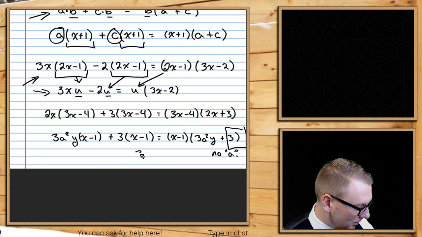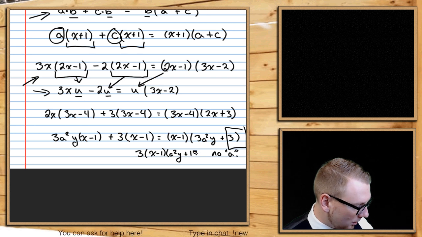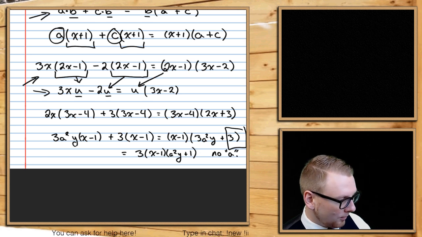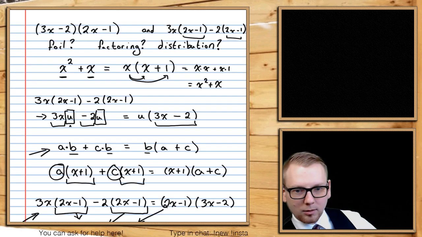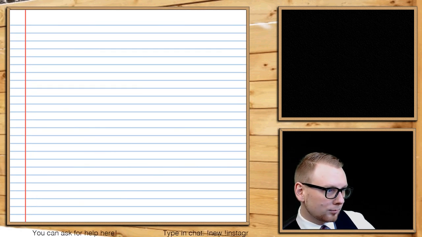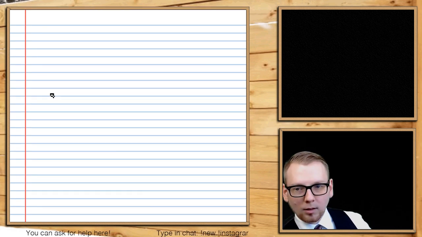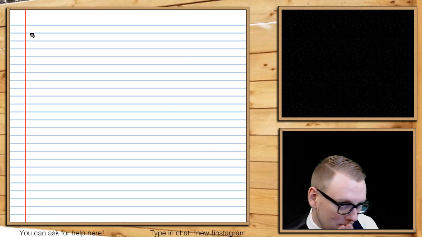Here I'll just write this answer out. 3 times x minus 1 times a squared y plus 1. And I'm going to go back up to the top, start a new page. Okay, another question.